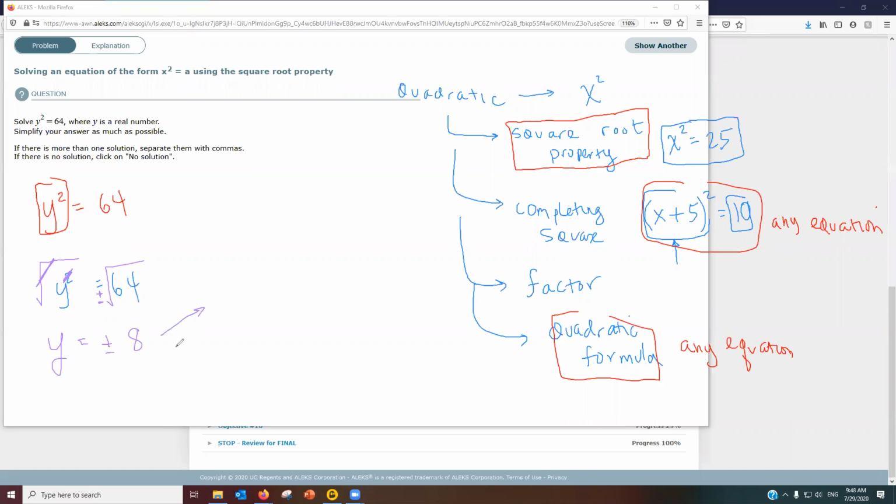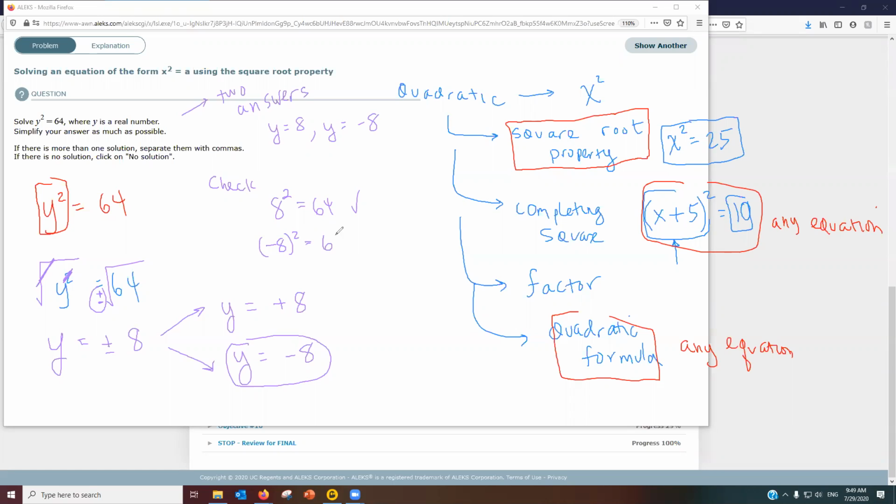Really what that plus or minus sign is telling me is there's two separate solutions. One solution is y equals 8, and the other solution is y equals negative 8. Now, if I had forgotten to put this plus or minus sign here, I would have missed out on this one solution, y equals negative 8. So in this example, there's two solutions or two answers, y equals 8 and y equals negative 8. And you can double check this. If I take 8 squared, I do get 64. But what if I take negative 8 squared? Well, negative 8 times negative 8 is still 64.